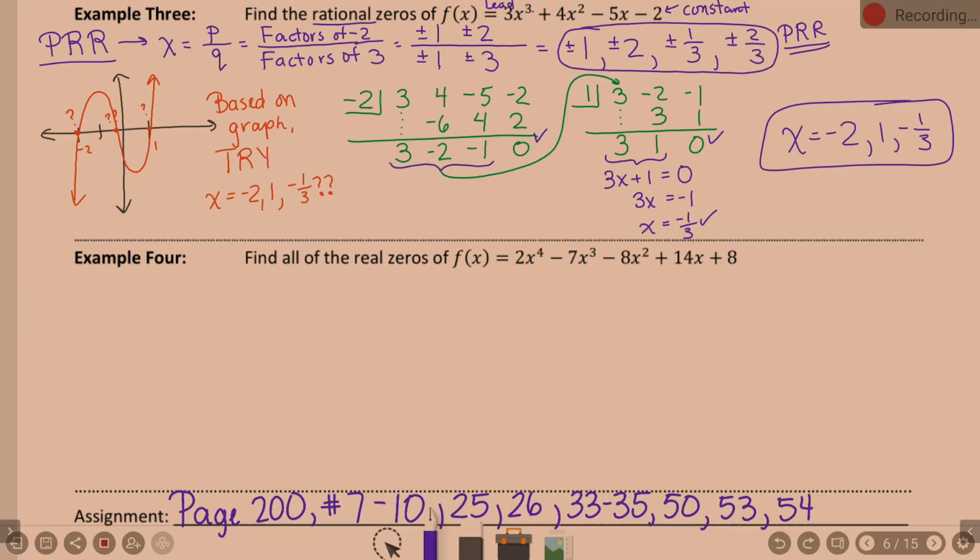Could you write this in factored form if you had to? That's one of the benefits of synthetic division, folks. We divided by -2, so a factor would be x plus 2. We divided it by 1, so a factor would be x minus 1. And we didn't divide it by -1/3, but that factor was 3x plus 1. It didn't ask me for factors, it asked me for the zeros. Okay, we gotta move. Example 4.